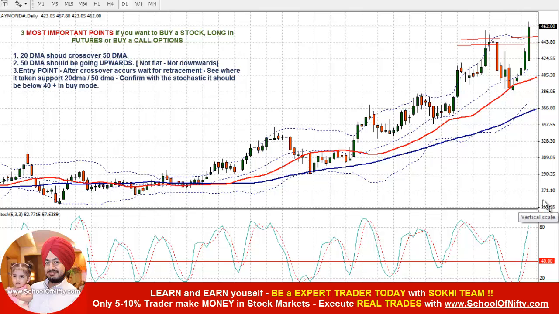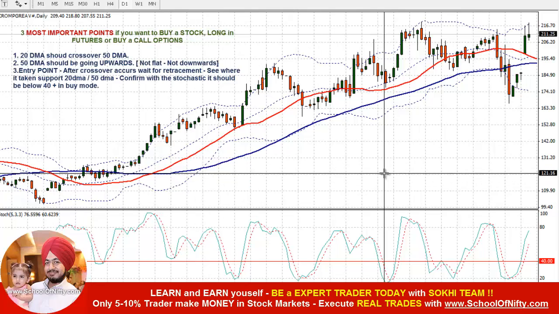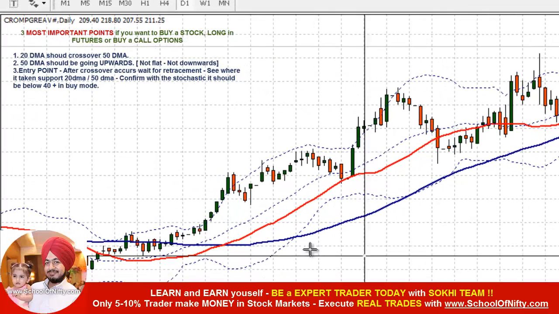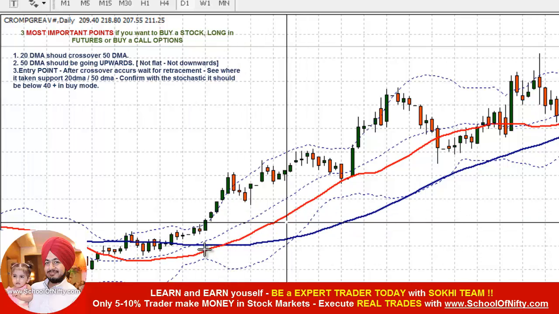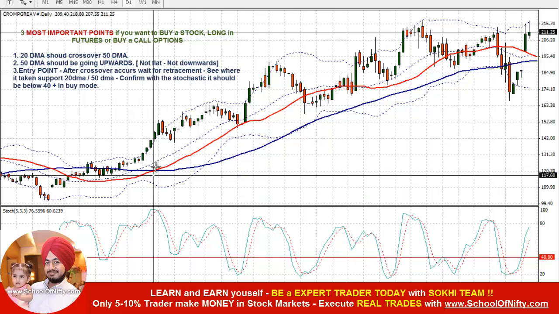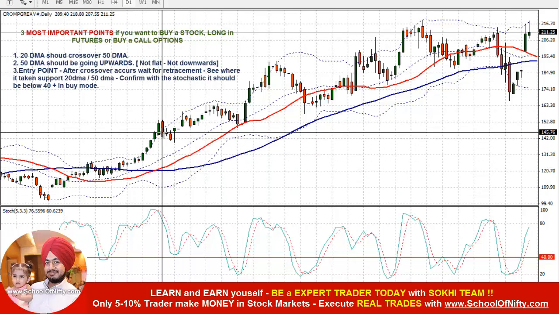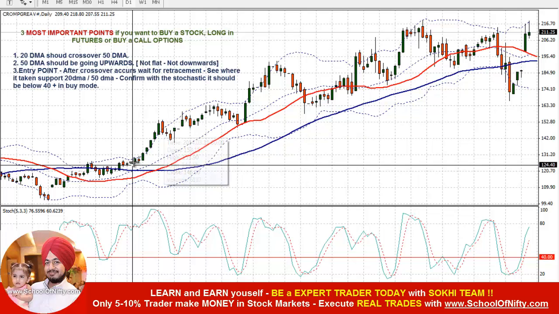Now let me look at the chart. I'll show you another chart randomly. Let me pick the chart of Crompton Graves. Fine. This is the chart of Crompton Graves, guys, and again the same criteria: the 20 days moving average crossing over the 50 days moving average plus the 50 days moving average going upward. Fine. So this is the area where the golden crossover has occurred, but I am not looking to buy over here. I am waiting for a retracement.